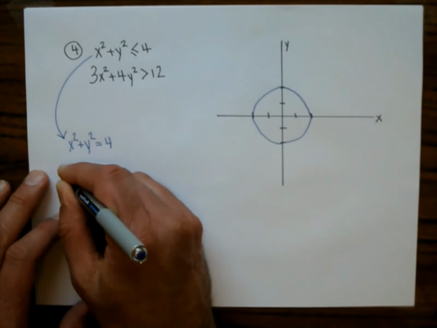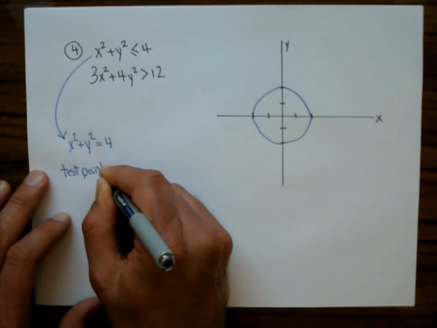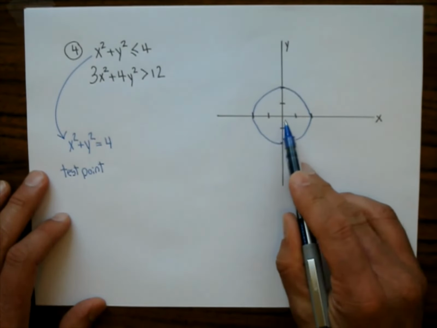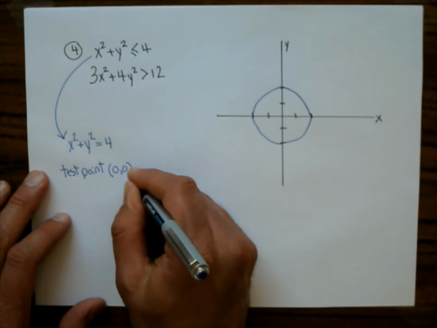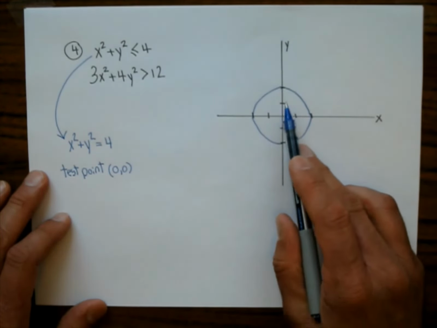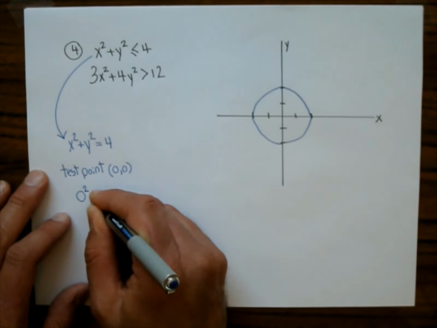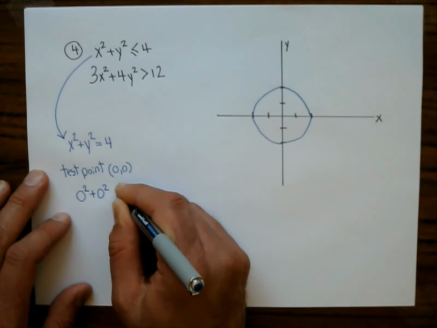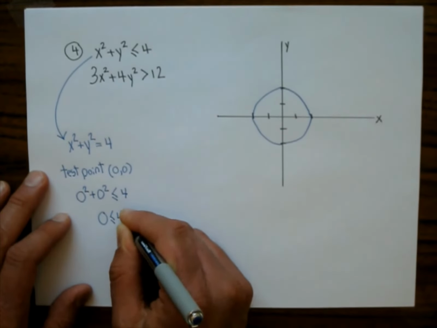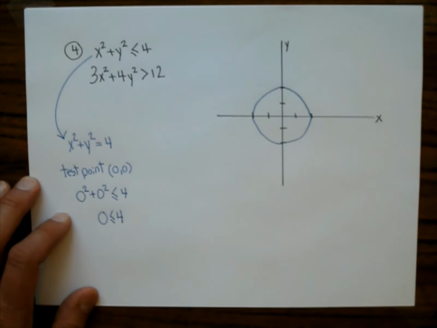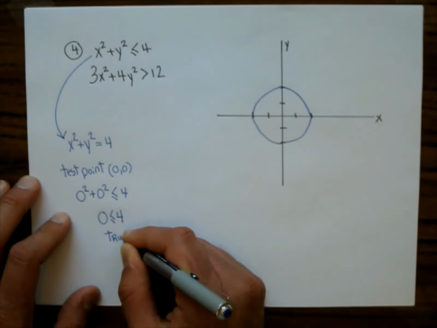To figure it out, I pick a test point that is not on the curve. Something that is not on the curve maybe would be 0, 0, or the point 2, 2, but we would not want to pick 0, 2. I plug it into that inequality and I get 0 squared plus 0 squared is less than or equal to 4. 0 is less than or equal to 4. Is that true or false? Well, that happens to be true. 0 is less than 4.